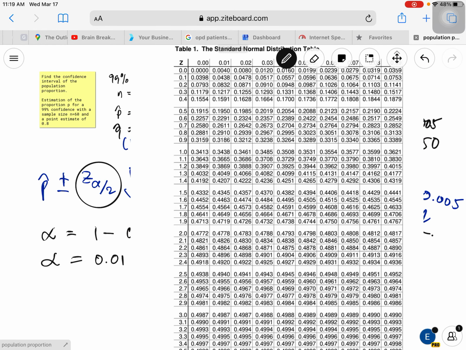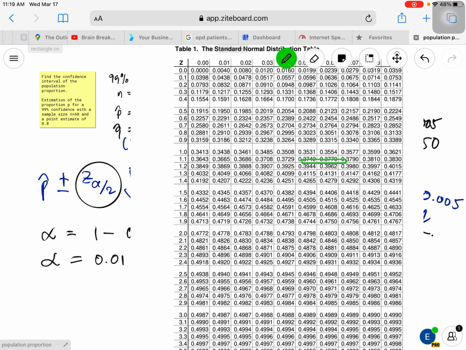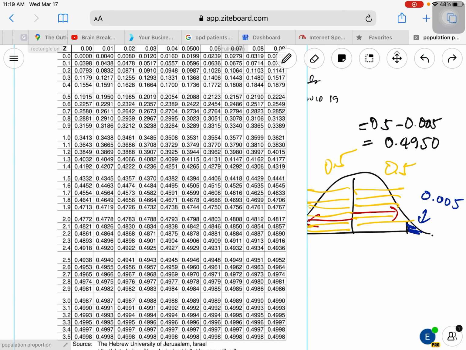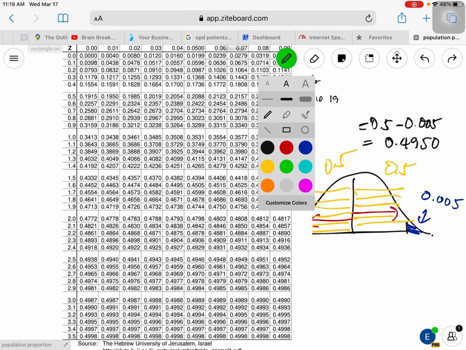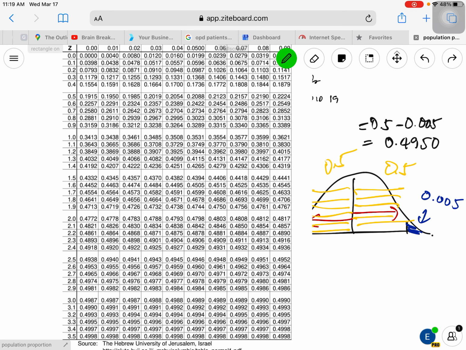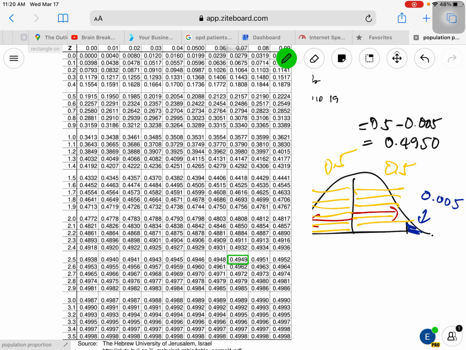Let me just highlight. Since we're trying to look for 0.4950, the closest is this one. There are two values that have the same difference from 0.4950, and that's 0.4949 and 0.4951.